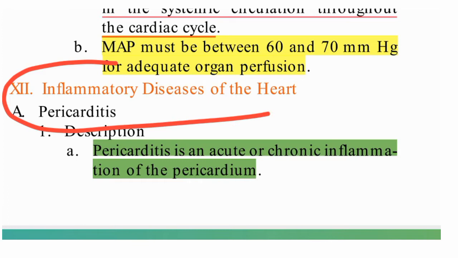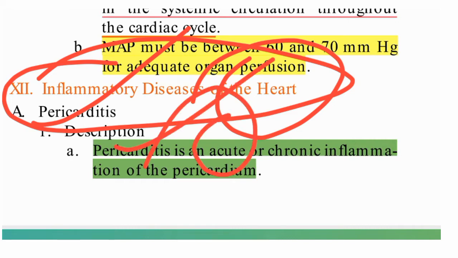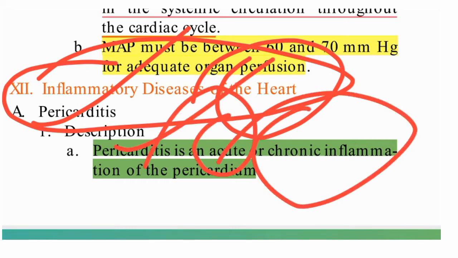So inflammatory disease of the heart. What is inflammatory disease of the heart? Inflammation of the heart is called inflammatory disease. What are the types of that? Pericarditis. Inflammation of the pericardium is called pericarditis. It can be acute and it can be chronic. So acute and chronic inflammation of the pericardium is called pericarditis.